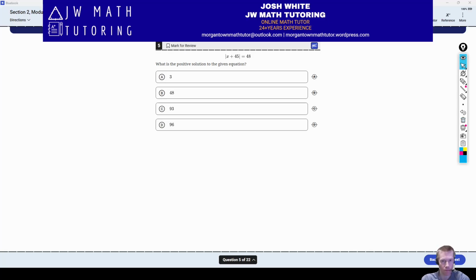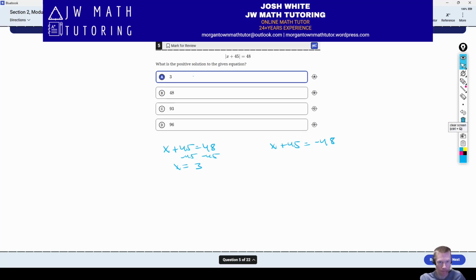Next up, question number 5. What's the positive solution to this absolute value equation? So technically, when you have an absolute value equation, you set up two different equations. One equal to the number you see on the right, the other equal to the opposite of that. The positive one is going to be found by solving this first equation, which is x equals 3. Negative 1 you would get by solving the second equation, but we don't have to do that for this problem. So the correct answer is going to be 3.